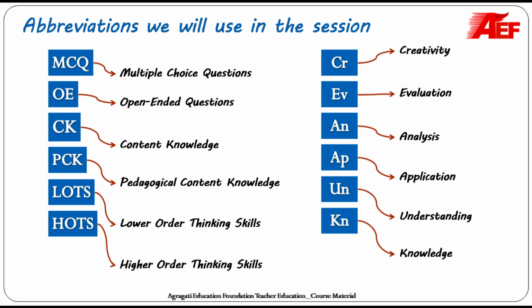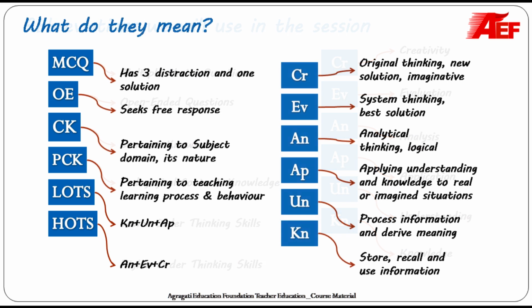The first one is MCQ. It stands for multiple choice questions. OE stands for open-ended questions. CK stands for content knowledge. PCK stands for pedagogical content knowledge. LOTS stands for lower order thinking skills. HOTS stands for higher order thinking skills. CR for creativity, EV for evaluation, AN for analysis, AP for application, UN for understanding, and KN for knowledge.